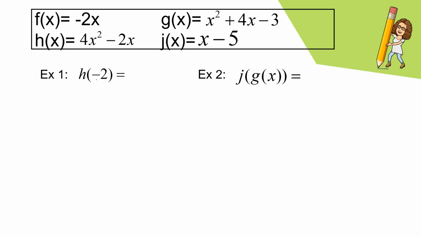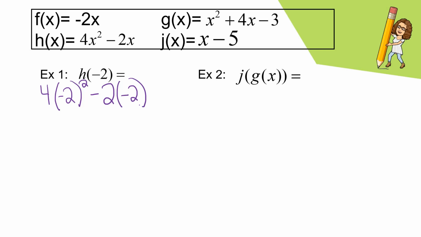They want me to plug in negative 2 into the function h. So what I'm going to do is substitute a negative 2 into my function h every time I see an x. So I'm going to start writing h. Whoop, I see an x. So I've got to put negative 2 in there. Keep writing h. Oh, another x. So I'm going to put negative 2 there.